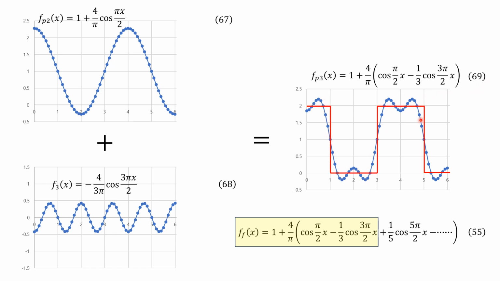As shown in the figure, compared to the sum fp2 of the second term of the Fourier series, the result is much closer to a square wave. This means that the overall error value of the Fourier series is decreasing.